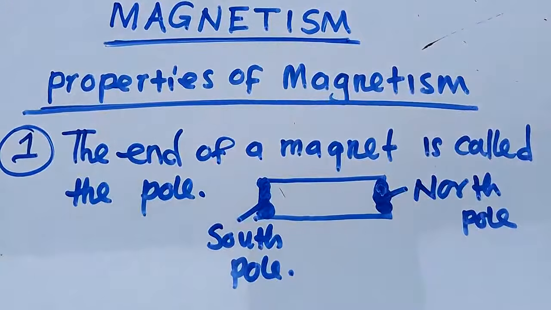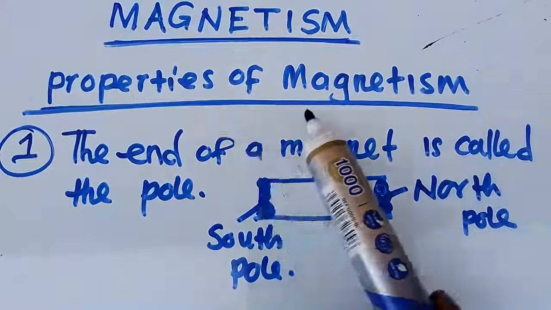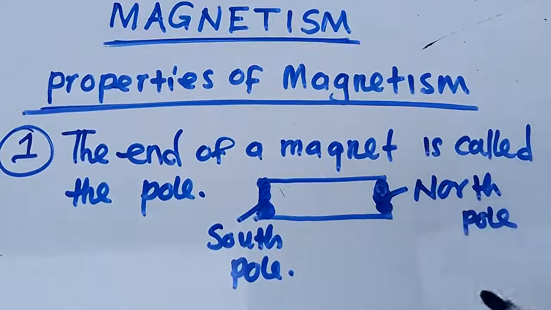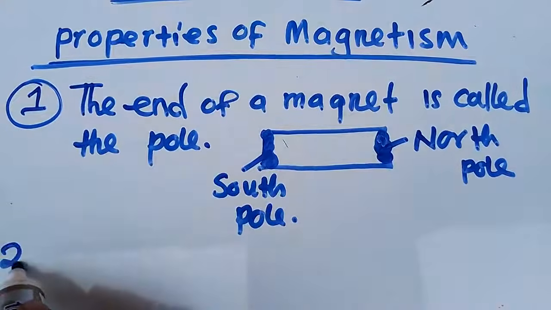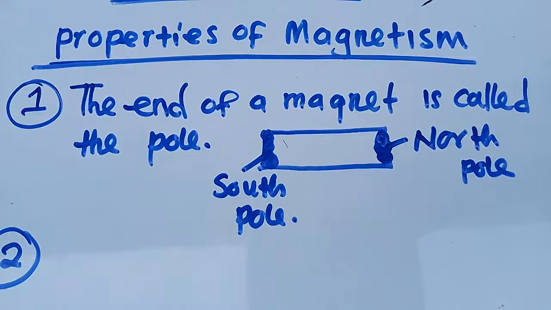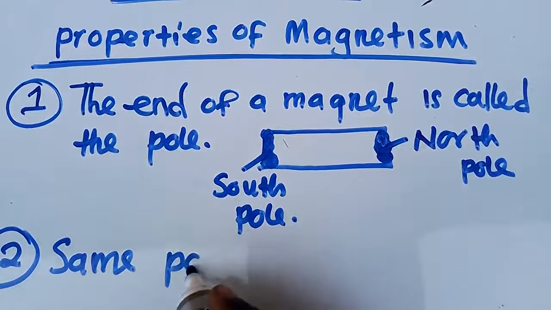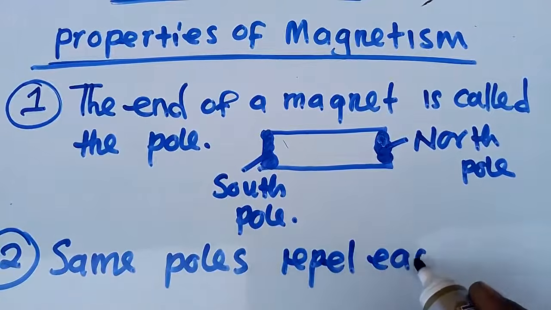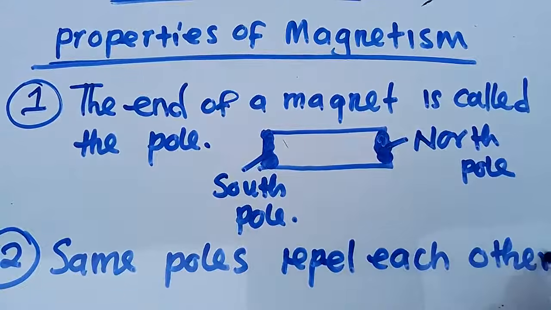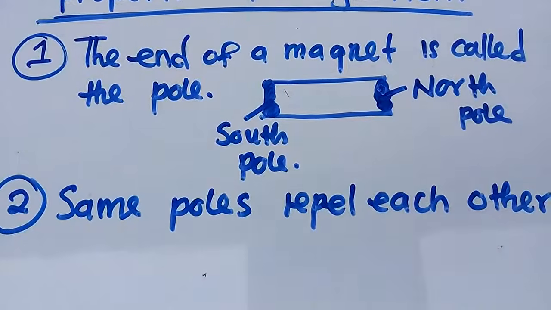This is what you need to understand on property number one: the end of a magnet is called the pole. We are talking about properties of magnetism. So this is property number one. We go to property number two. Property number two is that same poles repel each other. Same poles repel each other.